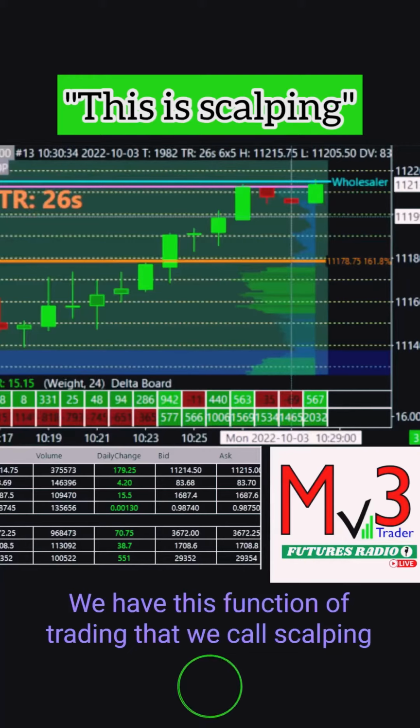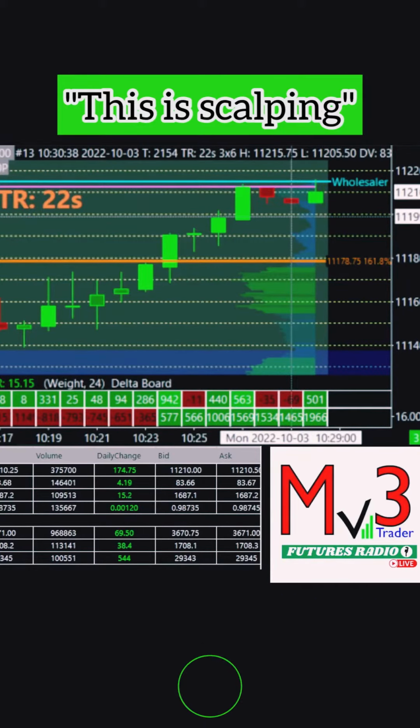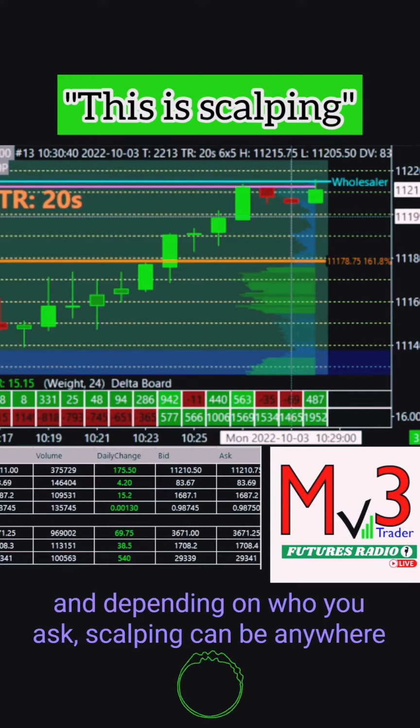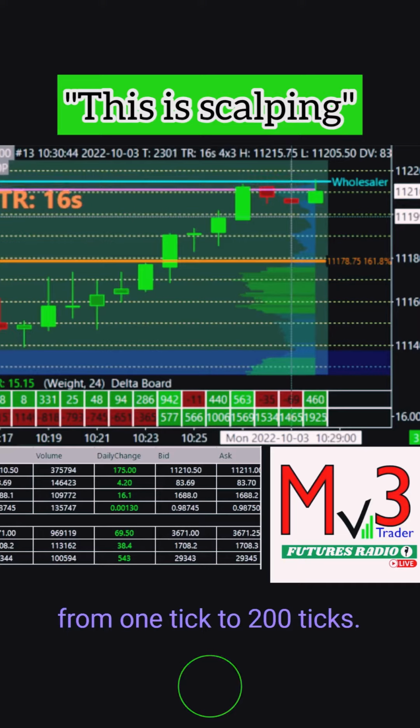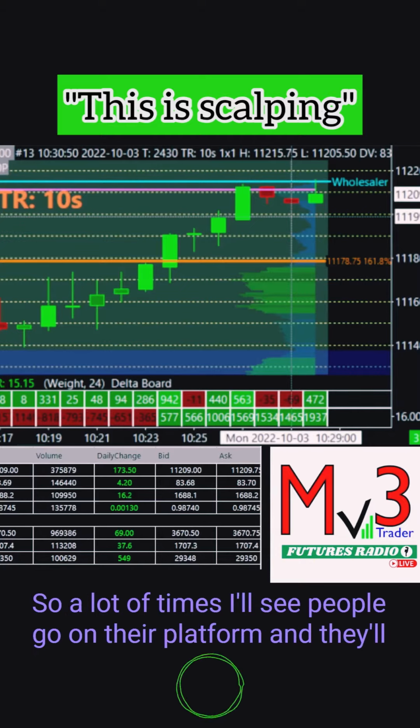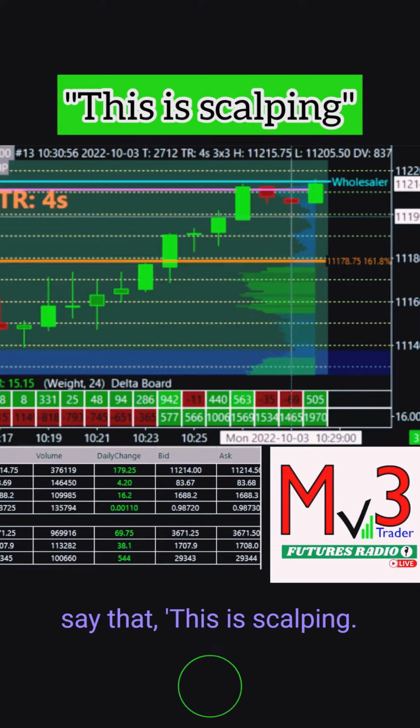We have this function of trading that we call scalping. And depending on who you ask, scalping can be anywhere from 1 tick to 200 ticks. And a lot of times I'll see people go on their platform and say, this is scalping, that's not scalping.